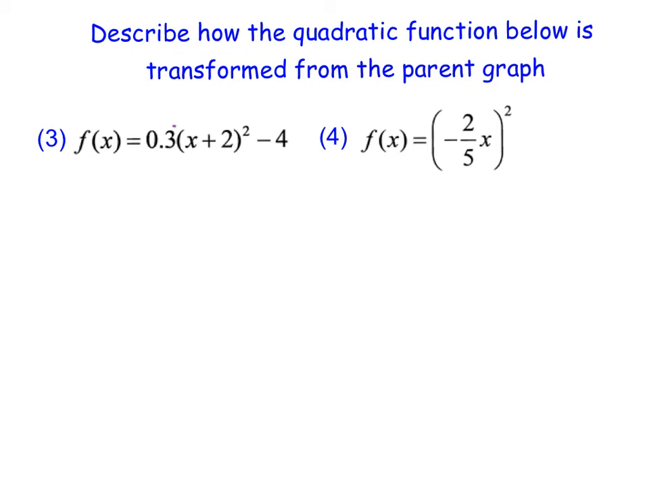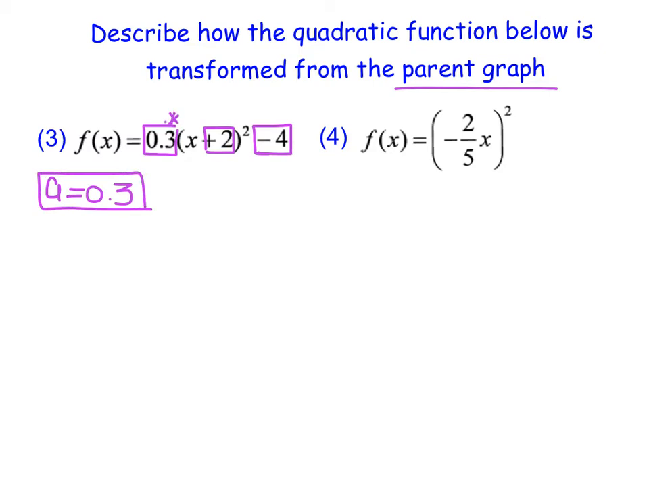So here in example 3, I notice that I have 0.3, a +2, and a -4. So I have to think through what those values represent and what they're doing to that parent graph to transform it. So if I start with 0.3, I know that my a value is equal to 0.3 because that a value is multiplied out in front. Now, this isn't negative, so it's not going to flip or anything, but I do have to pay close attention to the fact that this has an a value of 0.3.